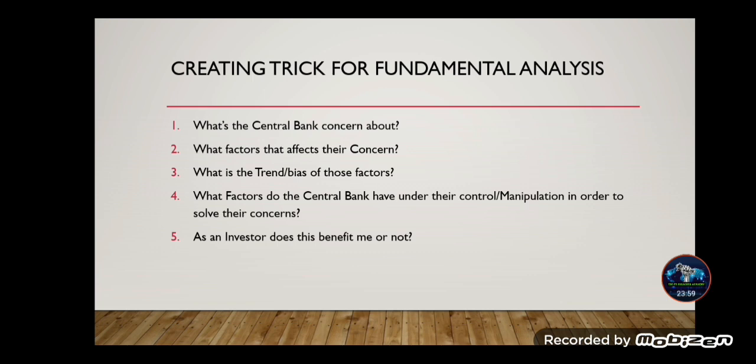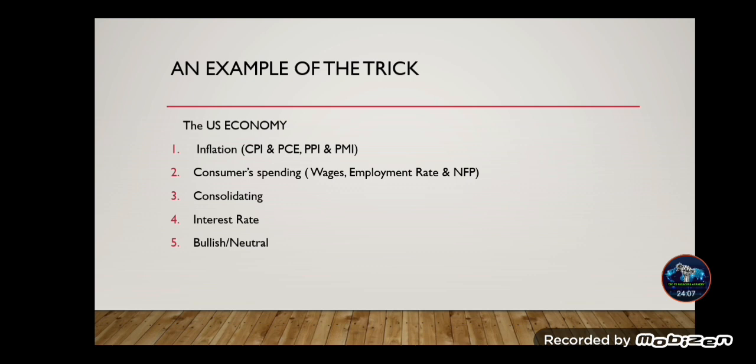So the third question, what is the trend of those factors? This consumer spending, what is the trend? That is the news on wages, the numbers coming out on wages, on employment rate and non-farm payroll. What is the trend? There are three trends. Bullish, that is upward movement, an increase in the number. Then bearish, which means a decrease in the number.